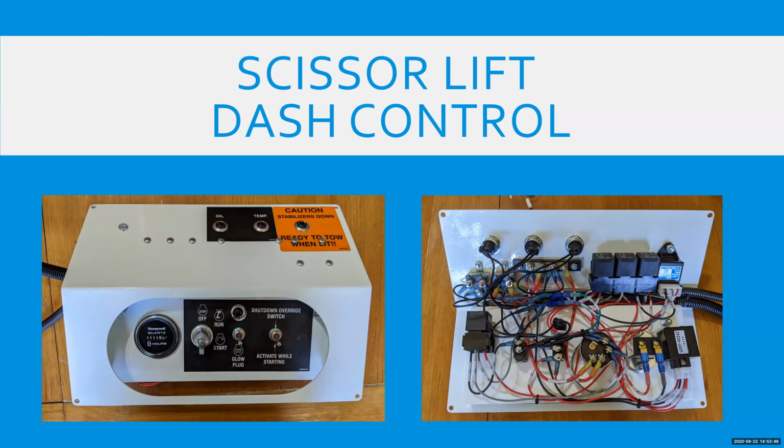Directly in the center, there's the silver turnstile knob, which is the ignition key. To the right of that is the glow plug, and then to the right of that is the shutdown switch, which has to be turned or flipped while you're starting the engine.